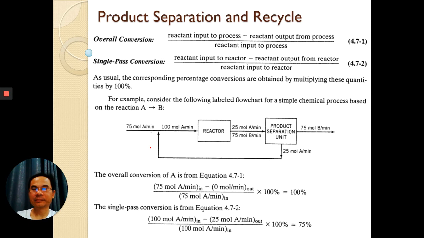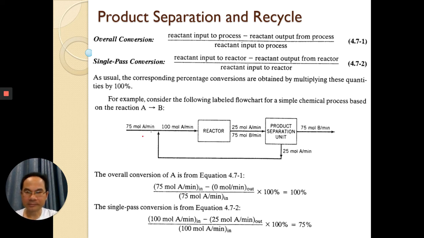Okay. Next, we talk about product separation and recycle. If we have recycle, we have two terms that are very important to talk about: overall conversion and single pass conversion. The overall conversion is defined as the reactant input to the process minus the reactant output from the process, divided by the reactant input to the process.